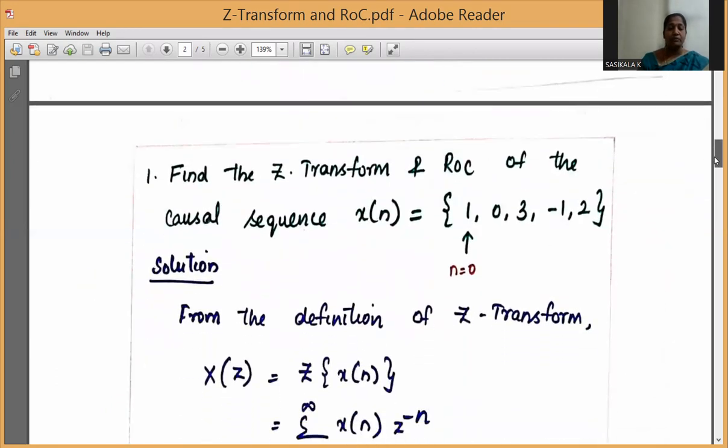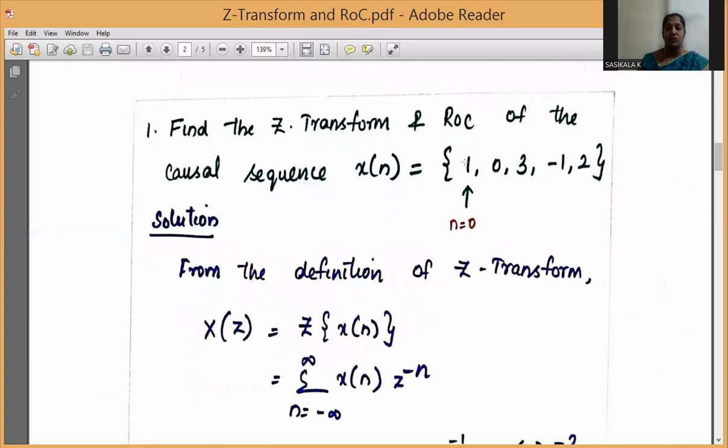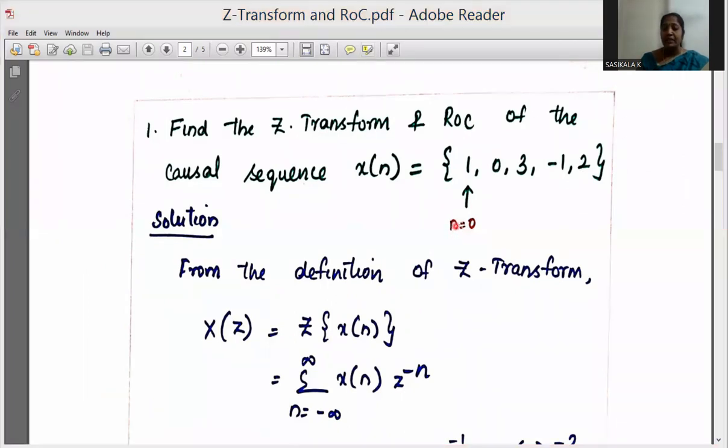Let us see the problem. Find the Z transform and ROC of the causal sequence x of n is equal to 1, 0, 3, minus 1, 2. And here the arrow mark is indicated at 1. So wherever you find the arrow, it is understood that this is n is equal to 0, and this is n is equal to 1, n is equal to 2, n is equal to 3, and n is equal to 4. So it is a right-hand sequence.